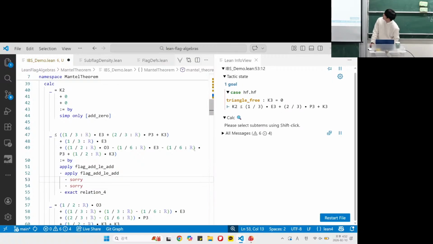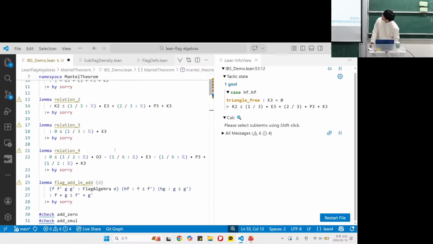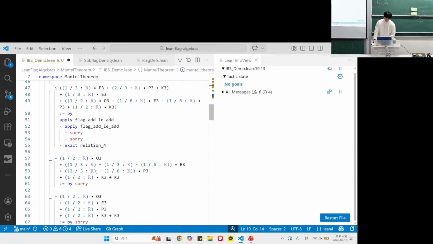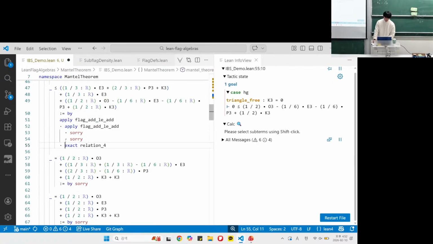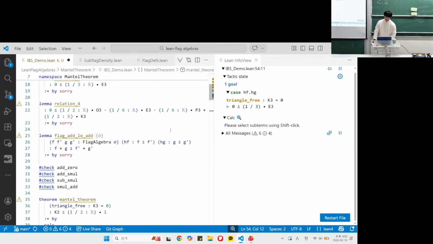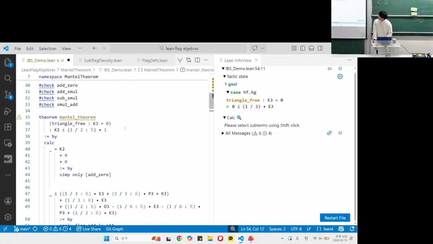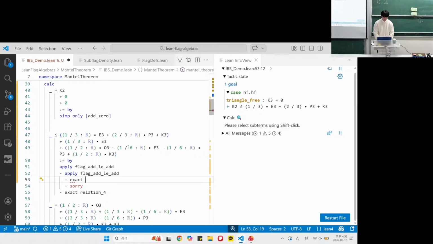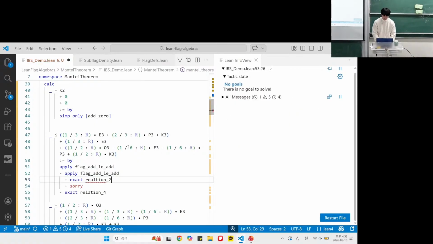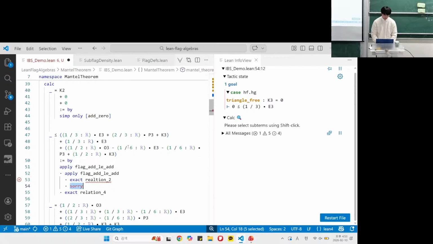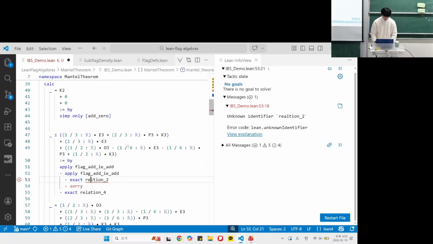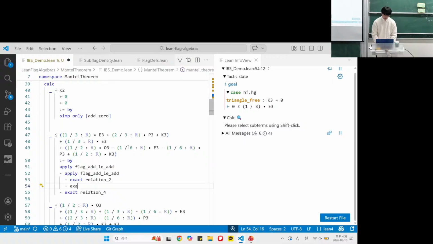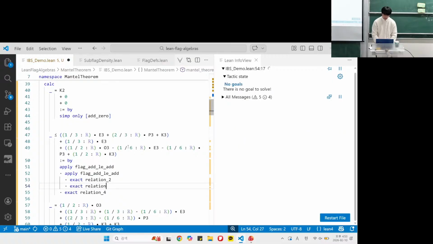Then it makes two new goals. And one is exactly the same as relation 2. And one is exactly the same as relation 3. So we can just write exact relation 2, exact relation 3.